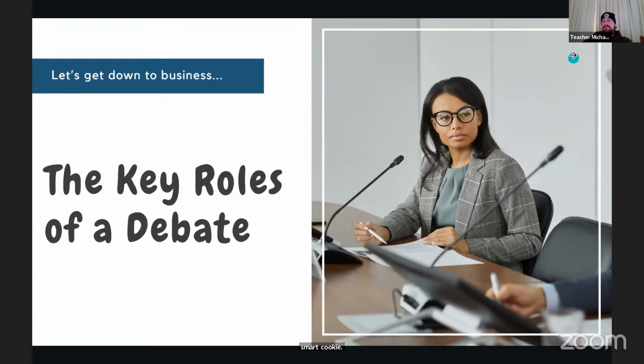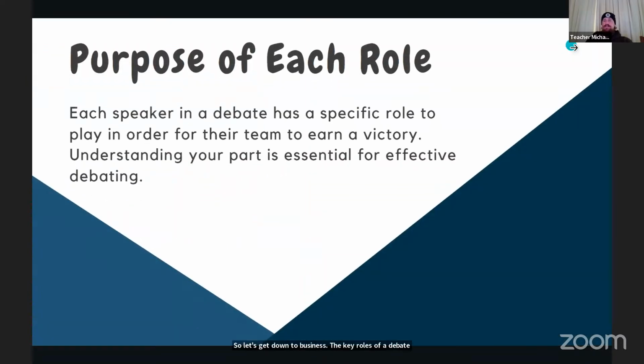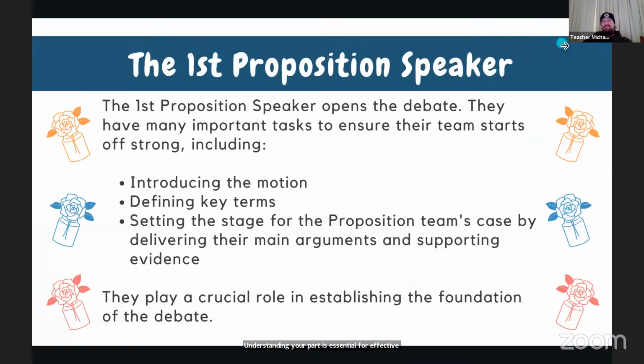The key roles of a debate. Each speaker in a debate has a specific role to play in order for their team to earn the victory. Understanding your part is essential for effective participation in a debate. We begin with the first proposition speaker.